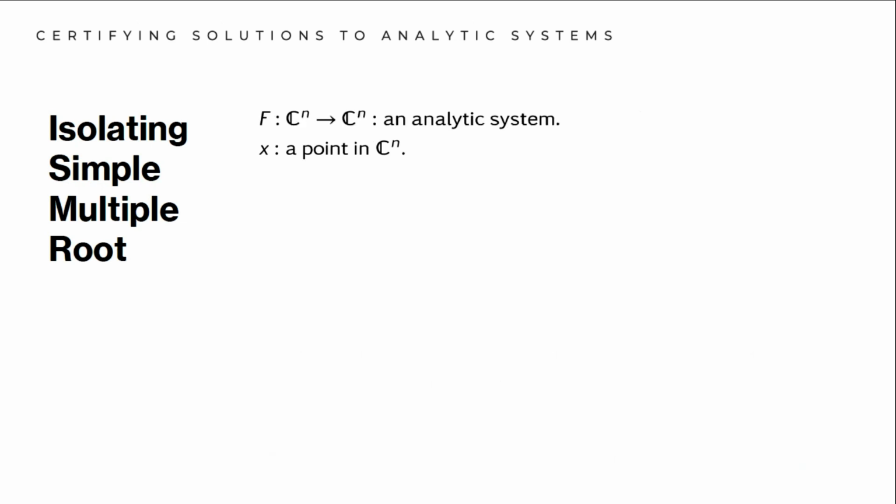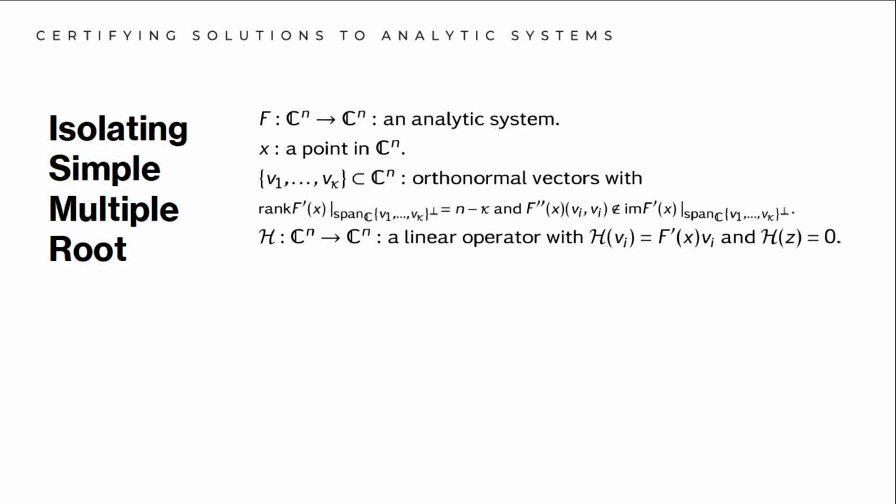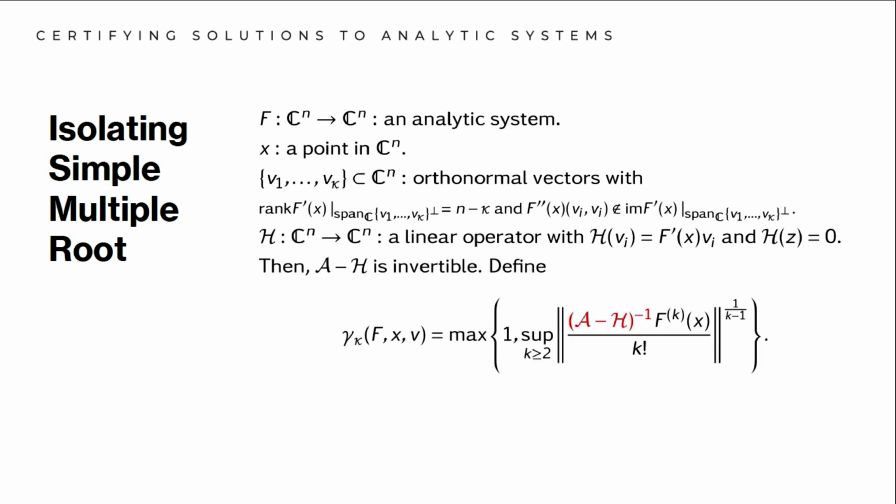Now we want to certify our solution using this kind of separation bound. Now we have some analytic system. X is just a point, so probably the numerical root that we want to certify. Now we would just choose some orthonormal vectors. We don't need to follow these details in here, but what we want to do is make a system capital G which is close to capital F. Then we can have some linear operator which is A minus H, which is invertible. Now we can define gamma kappa with the three inputs, capital F, X, and V.